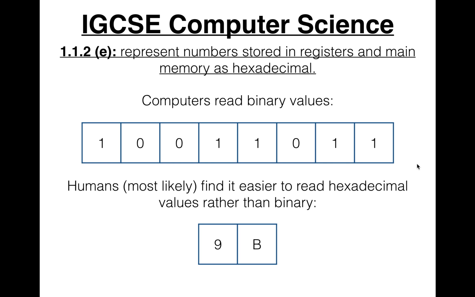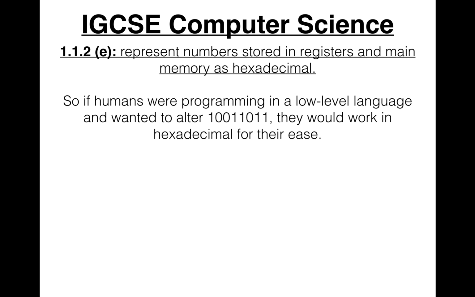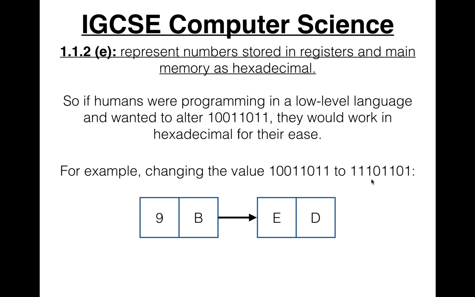So when we're looking at registers and main memory, if a human were to program in a low-level language and wanted to alter this binary number in a register, then they could work in hexadecimal for their ease. Like changing this value to this value, which I can't be bothered to read out because I'm lazy, would be changing 9B to ED. And of course if you check that, 1110 is E, 1101 is D.